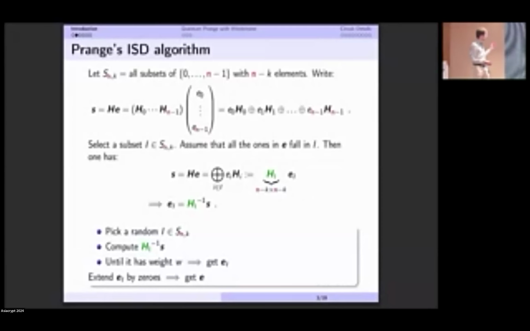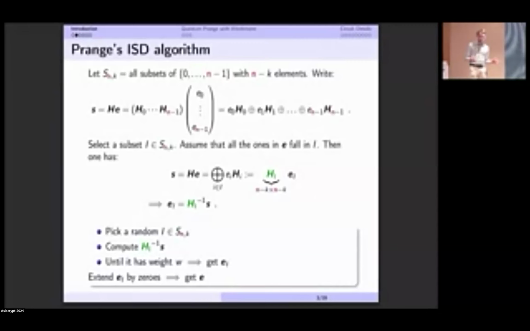And if you rewrite this equation, H times e, as a linear combination of columns of H, you can notice that if you select a subset of n minus k columns, and it happens that all the errors fall in this subset, then you can directly invert the submatrix. And you get a vector which has weight w, and you can recognize this as a good choice of the columns and already find the error vector. So the idea is to find this right subset of columns. You get a submatrix which is square, so you can invert it on the syndrome and obtain the good error vector.